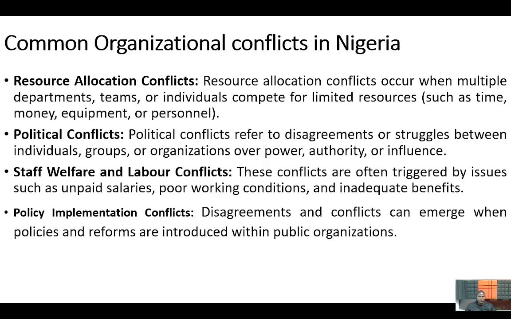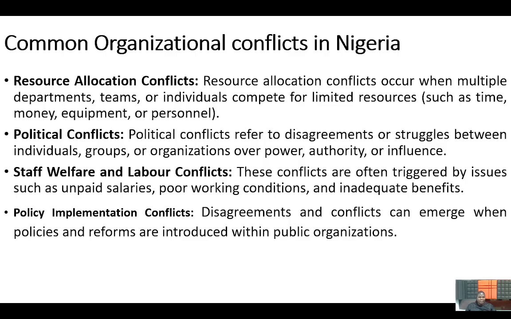Or possibly the time might not be very convenient, because we know that the official time to resume work is 8 a.m. and the closing time is 4 p.m. Or a situation whereby a staff is asked to stay back at work beyond the official time, it has a way of causing conflict. It causes some disagreement and murmuring and all of that. So those are the things.